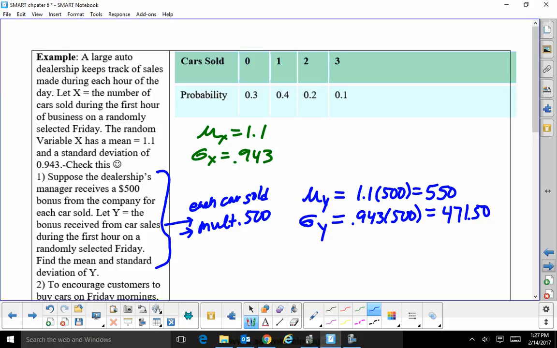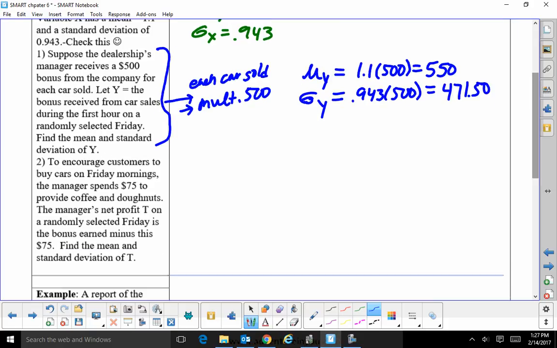Okay. So then they're saying, to encourage customers to buy new cars, the manager spends $75 on coffee and donuts. So now we're saying that this is the profit T. On a randomly selected Friday, this is the bonus earned minus the $75, because he's only spending it once, right? So he's only taking out 75. It's not multiplied by each car or anything like that. So this is just a minus the 75.